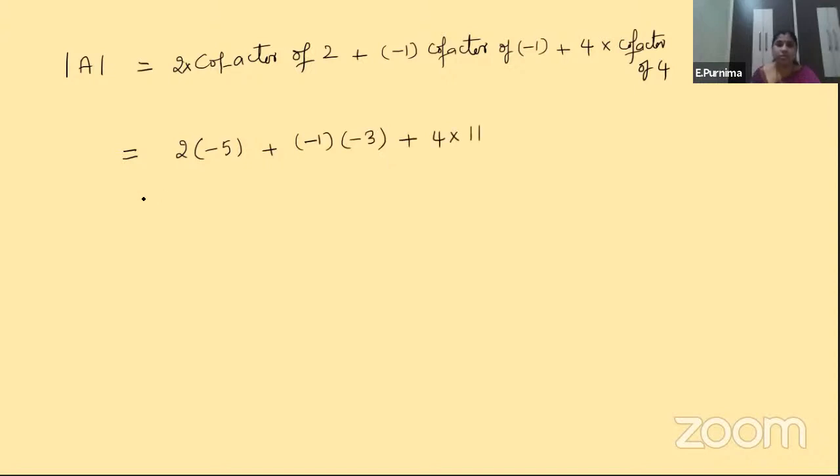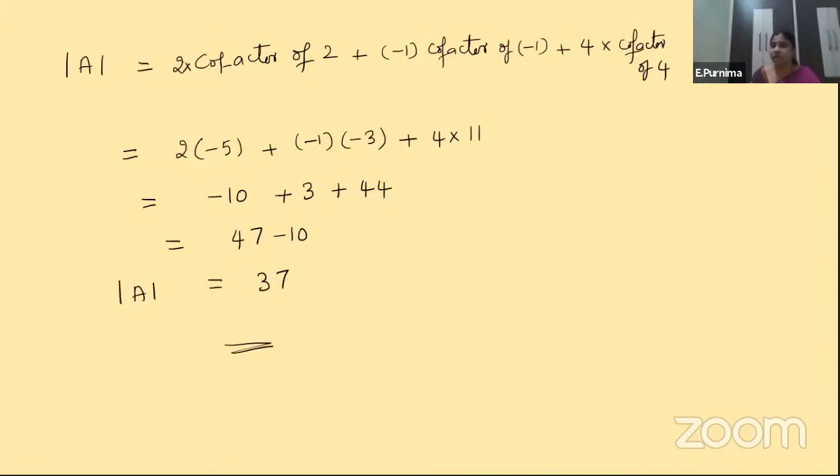11. Yes, so which is equal to 2 into minus 5 is minus 10, plus minus into minus is plus 3, plus 4 into 11 is 44. Now 44 plus 3 is how much? 47. 47 minus 10 is equal to how much, children? 37. The determinant of our given matrix is 37.